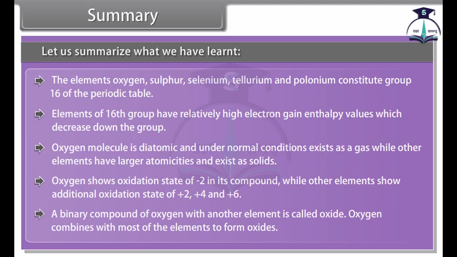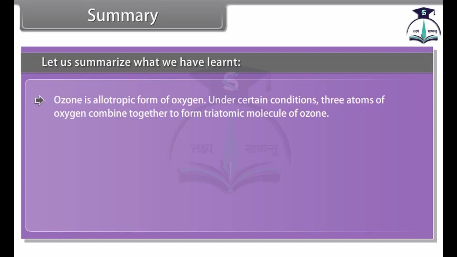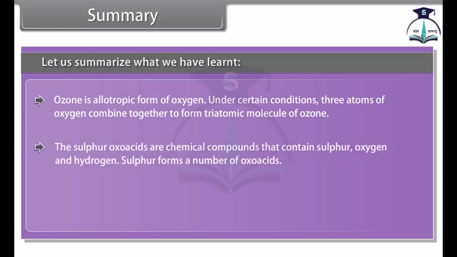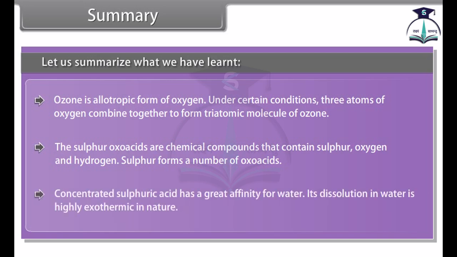Oxygen combines with most of the elements to form oxides. Ozone is an allotropic form of oxygen. Under certain conditions, 3 atoms of oxygen combine together to form the triatomic molecule of ozone. The sulfur oxoacids are chemical compounds that contain sulfur, oxygen, and hydrogen. Sulfur forms a number of oxoacids. Concentrated sulfuric acid has a great affinity for water. Its dissolution in water is highly exothermic in nature.